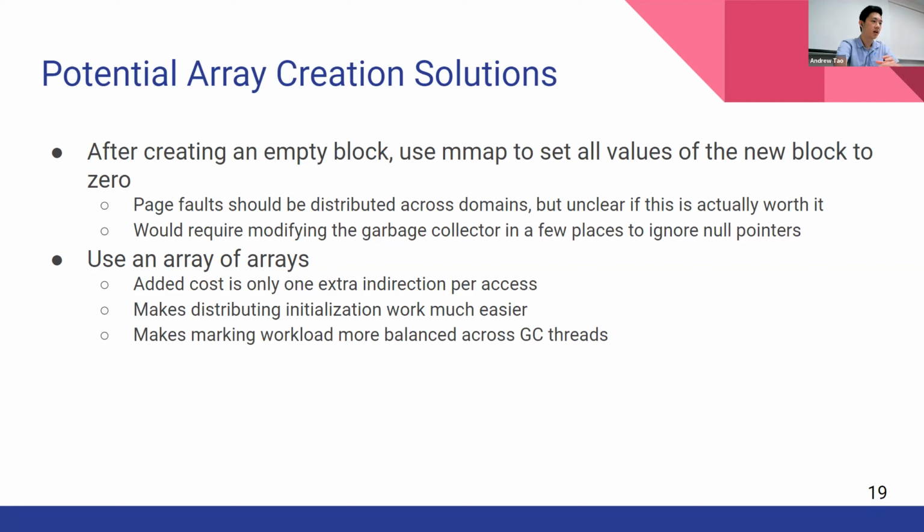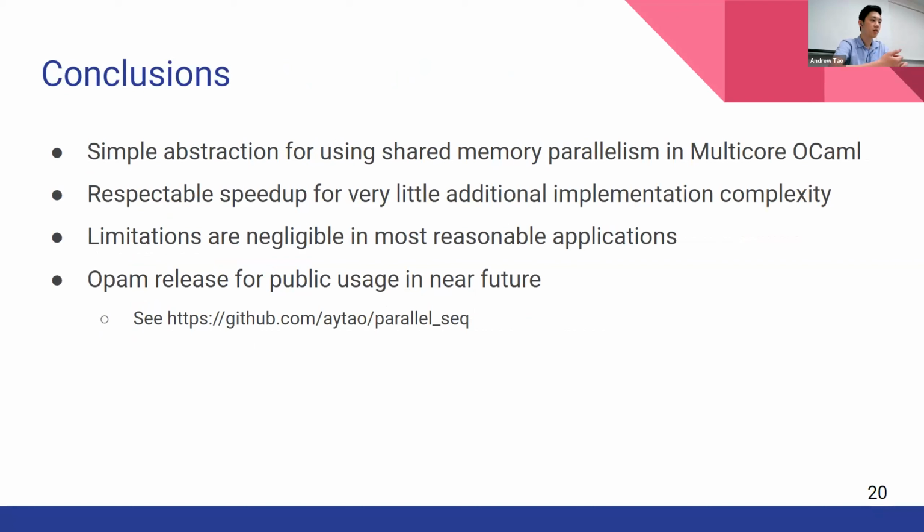So that certainly will make the marking workload a bit more balanced. But to conclude, this parallel sequences abstraction is still a very simple abstraction for using the shared memory parallelism in the new Multicore OCaml, and we get very respectable speedup for basically no additional implementation complexity. We get to use very familiar paradigms from functional programming to leverage parallelism without really having to think about it. And even though the limitations are unfortunate, most of these are very small and pretty negligible in most reasonable applications.